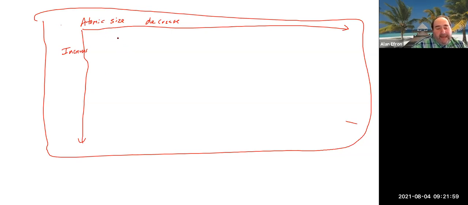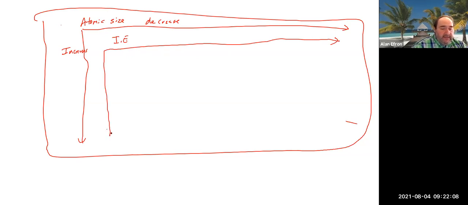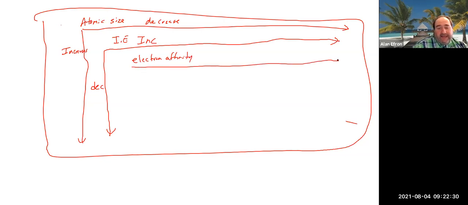We also talked about ionization energy. Remember, ionization energy is the energy required to remove an electron from an atom in the gas phase. And that basically means that it increases as you go to the right and up, and it decreases as you go down. We talked about electron affinity. Electron affinity is the energy change that occurs when somebody gains an electron, and it increases in general as you go to the right and up, and decreases as you go down.